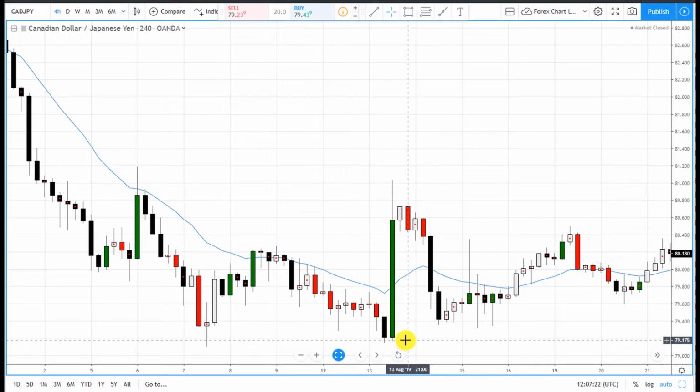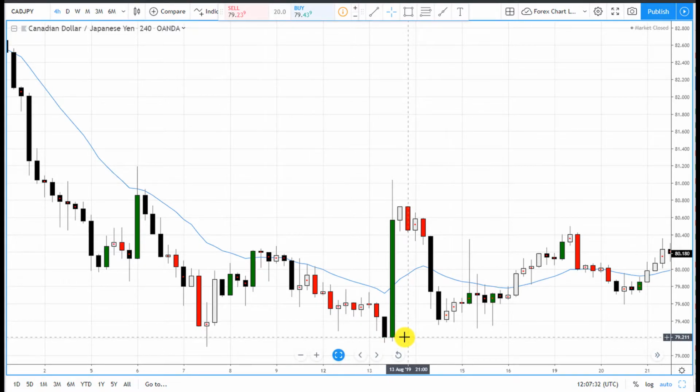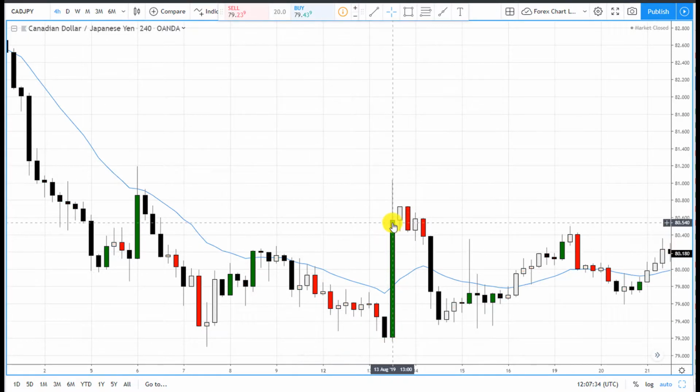So the wicks show you the highest and lowest price points it reached during that day. The lowest point it reached is 79.17, and the highest it reached is 81, and it opened at 79.21 and it closed at 80. So that's essentially what a candlestick is.